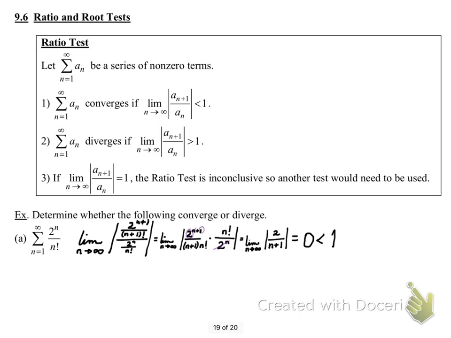2 to the 1, and that n plus 1 factorial can be written n plus 1 times n factorial, which does allow you to cancel those n factorials. Because that limit is less than 1, you can say that the original series converges by the ratio test.